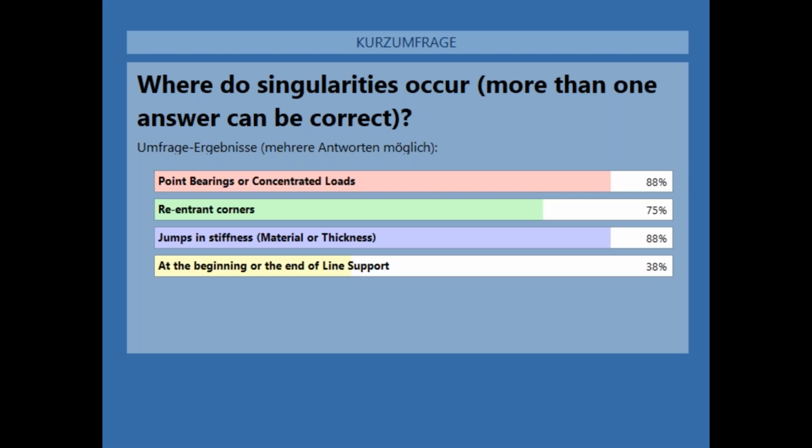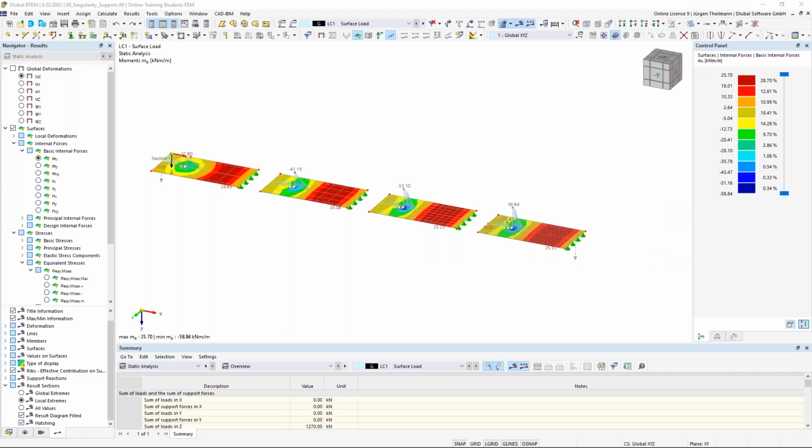The point bearings and concentrated loads were covered in my 2 examples. Jumps in stiffness were also mentioned. I also mentioned the re-entrant corners, which is also a correct answer here. The fourth one, I admit, is a little bit tricky because it wasn't explicitly mentioned, and also we have, just hide this.